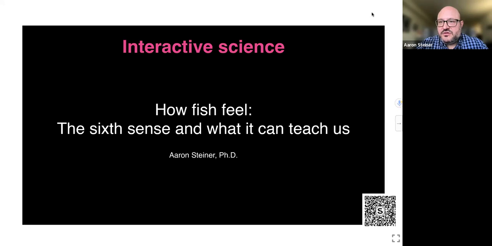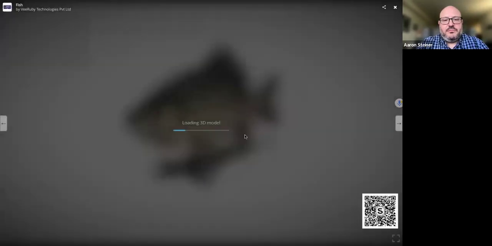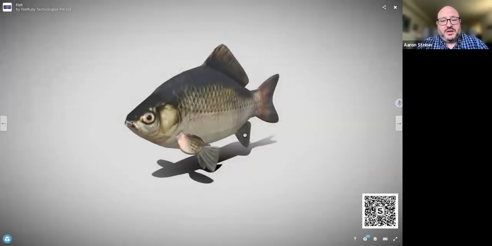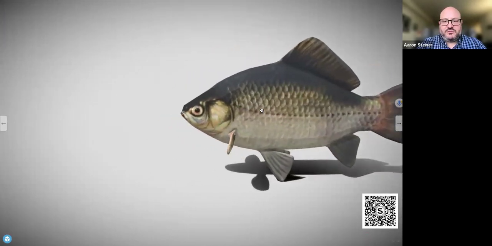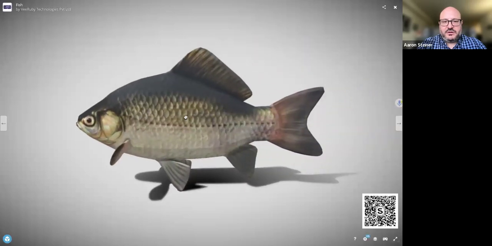Let me just shrink this down so I can see what I'm doing. Okay, let's get started. I think most of you will be familiar with a fish. This is a fish, right? It's a perch. And what I want to point out about this fish, something you may have noticed in the past, and look at this, I can rotate it and move it right to the center.